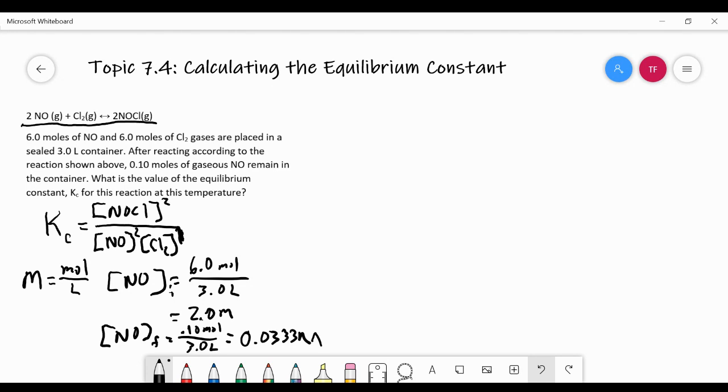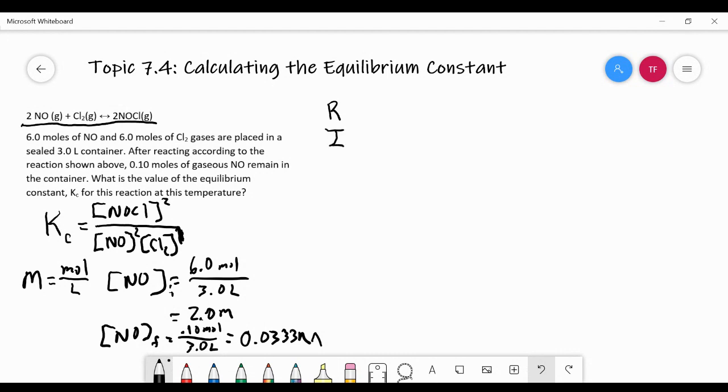How are we going to solve this problem? Well, we need to figure out at equilibrium how much NOCl is present, how much NO is present, and how much Cl2 is present in concentration. We know the NO, but we don't know the other two. So in order to solve this problem, we're going to have to use stoichiometry, and we're going to use it in a convenient way, a RICE table, which we've talked about before, but let's go through it again.